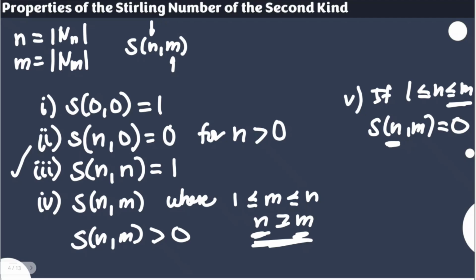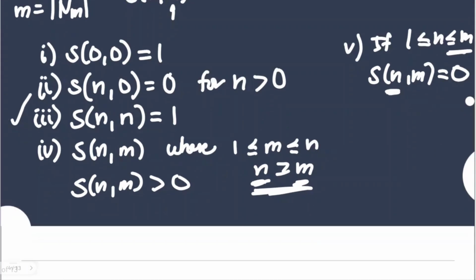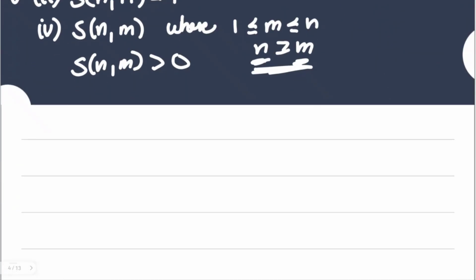Okay. Now, let's talk about what will happen if we have close relationships between the number n of objects and the number of boxes. Here come important properties that you could also use later on as we proceed to solving for the Stirling number of the second kind. This next one here.